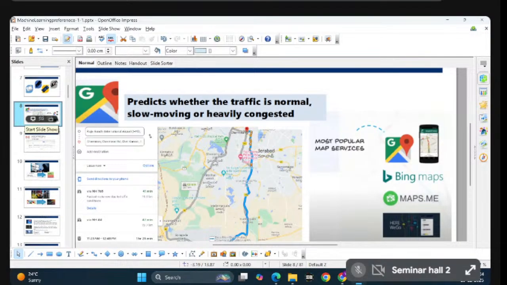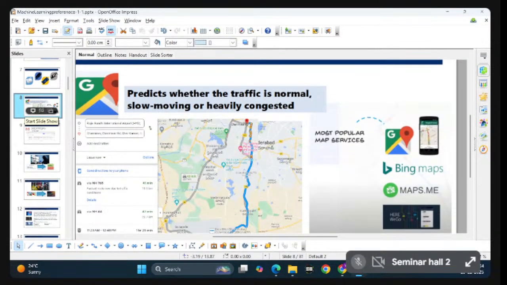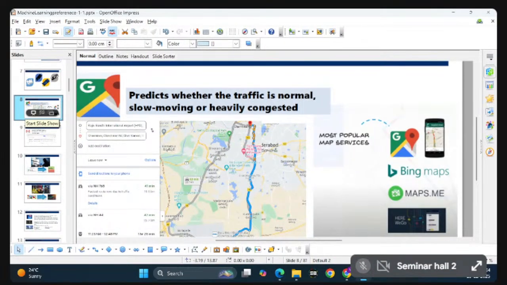So this is called predicting. Already the distance is fixed. Already the source and the destination are fixed. But the way of reaching is predictable.